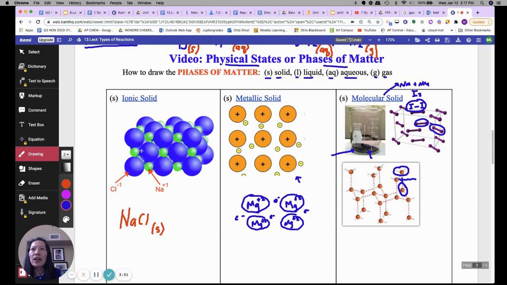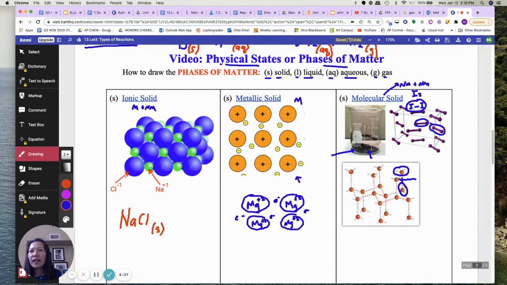So you have an ionic solid made of ions, metal plus nonmetal, and it looks like this. You have a metallic solid made of metals, and the electrons that freely move are what's holding them together. Here, the electron is not moving. It's stuck on the Cl-1. Over here, you also have a molecular solid, which is made of nonmetals.